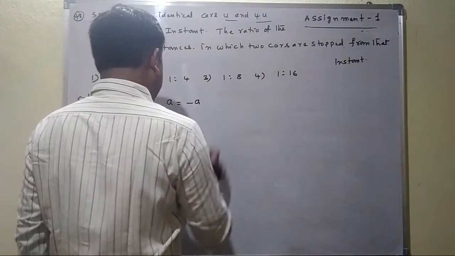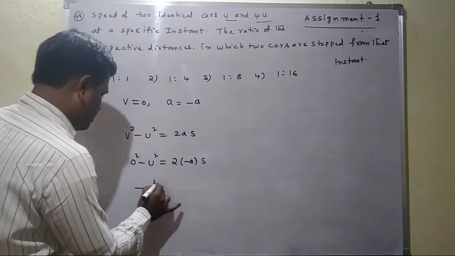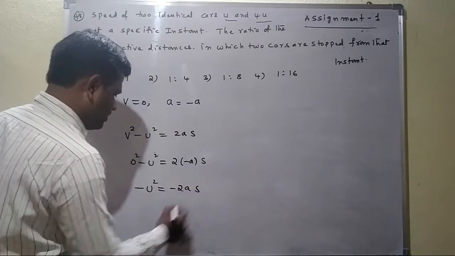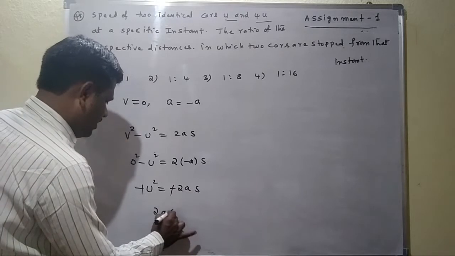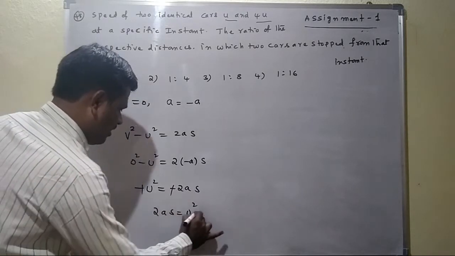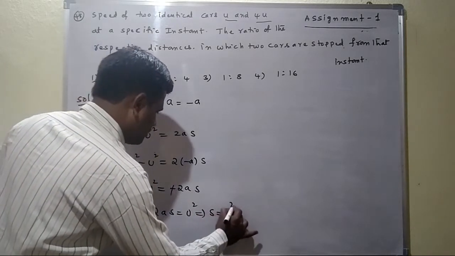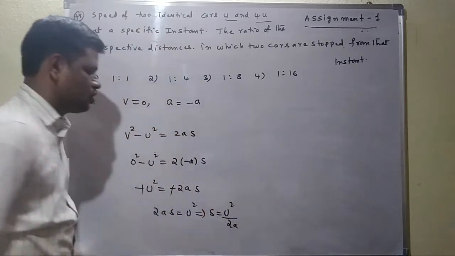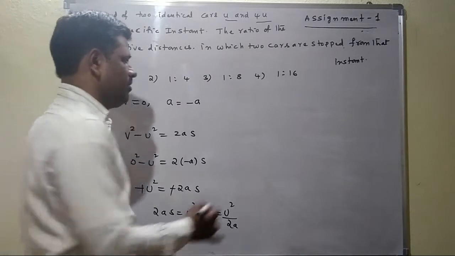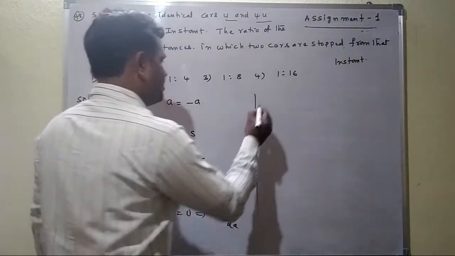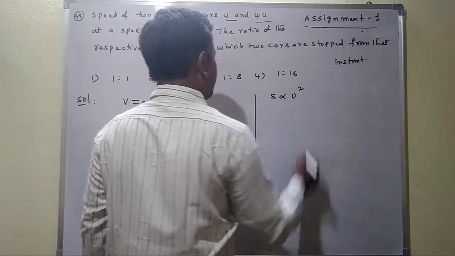From this we get minus U square is equal to minus 2aS. The minus signs cancel, so 2aS is equal to U square. From this S is equal to U square by 2a. This is called the stopping distance. S is called the stopping distance, and it is directly proportional to U square.